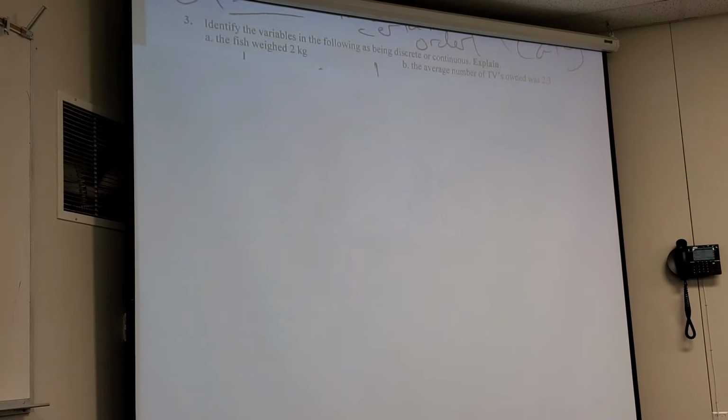Same thing down here. I gave you numbers. I gave you average stuff. That doesn't mean anything. On the first part, I'm looking at fish weights. Is that continuous or discrete? Continuous. You don't say it's discrete because I see the number 2. No, stop it. It's continuous because fish weight varies.